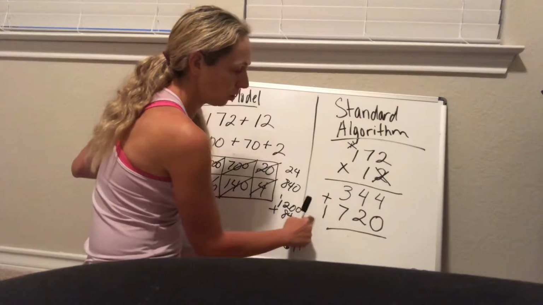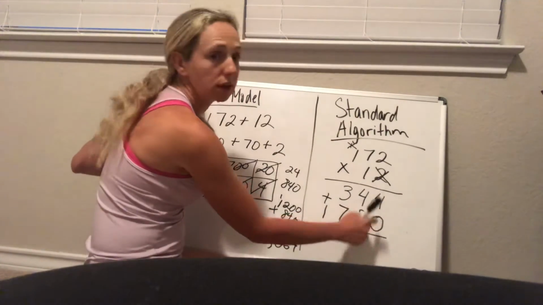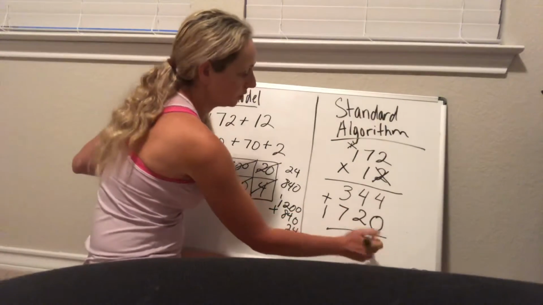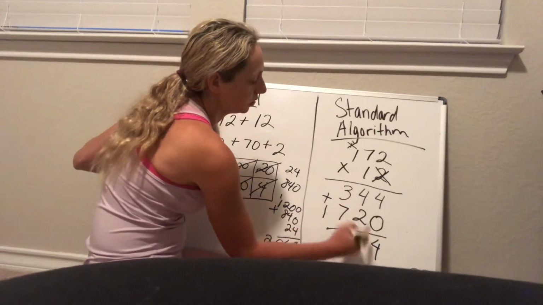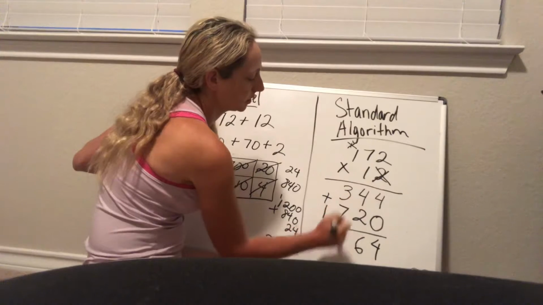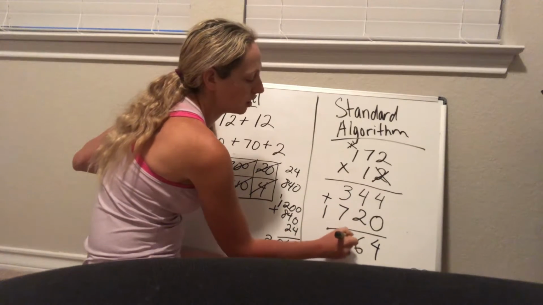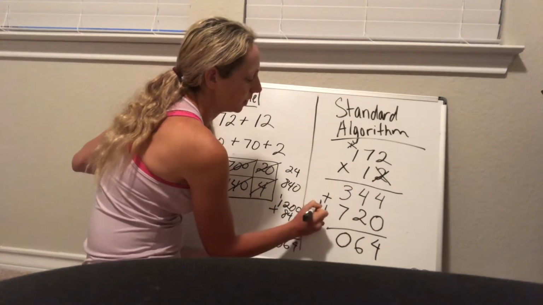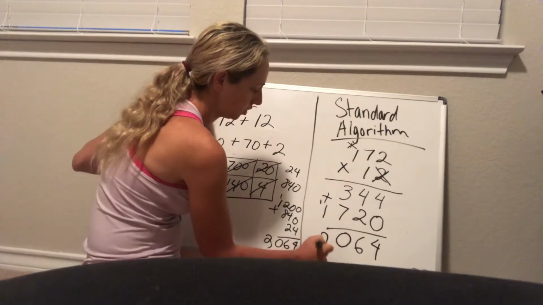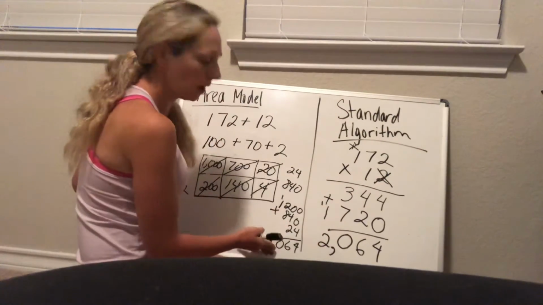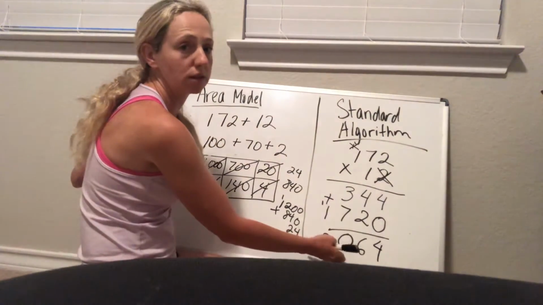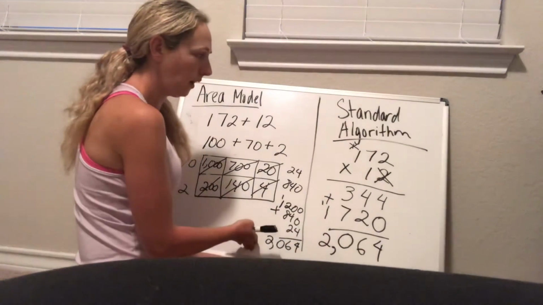Now my numbers are all aligned. In the ones place, I have 4 plus 0 is 4. 4 plus 2 is 6. 7 plus 3 is 10, so 0 goes in the hundreds, and 1 goes in the thousands, and 1 plus 1 is 2. And of course, we should have the same answer, 2064, on both sides.